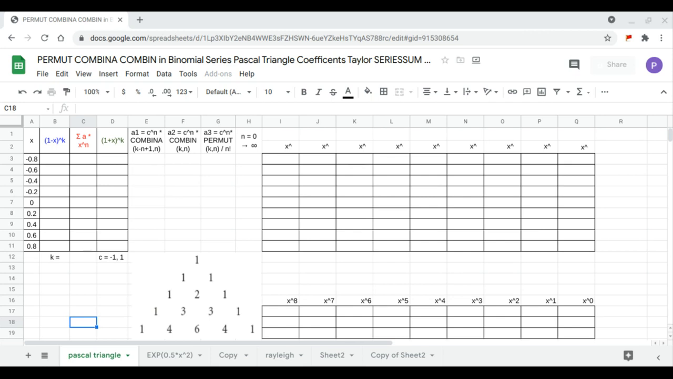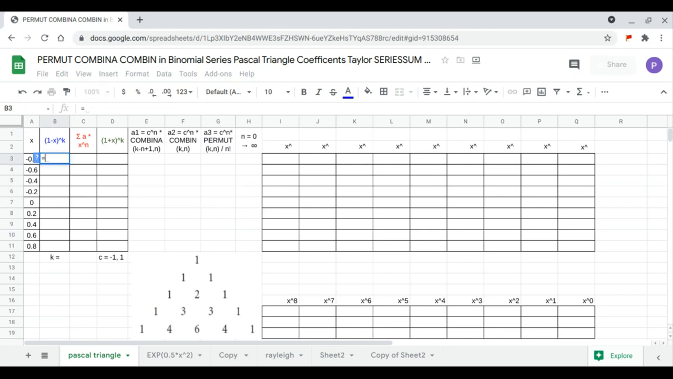In this video, we'll generate the binomial series Pascal triangle coefficients to the fourth degree. We'll use the combina, combine, and permute in the Taylor-Maclaurin series sum of the Pascal triangle binomial series coefficient. So we begin with the 1 minus x to the power k.